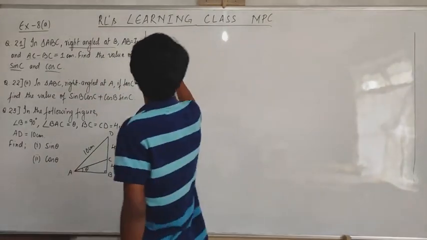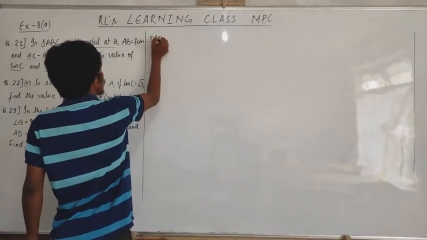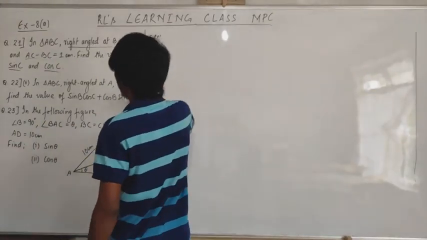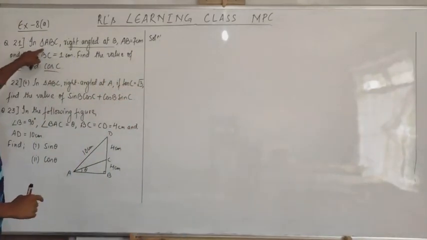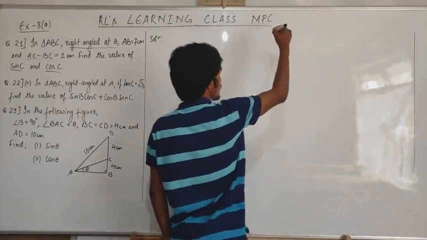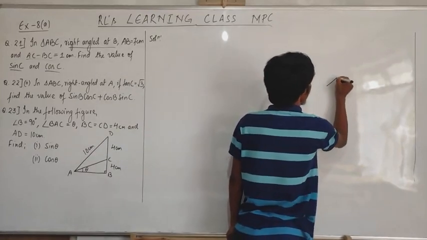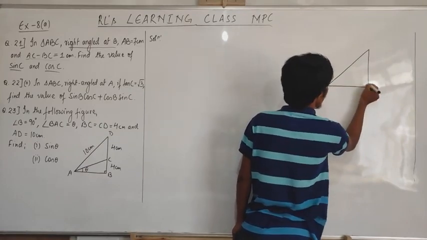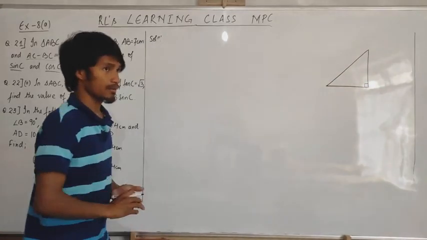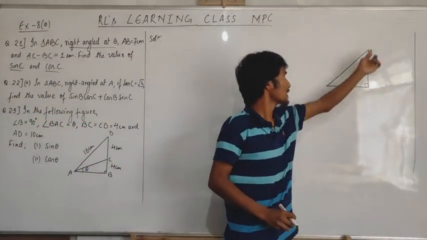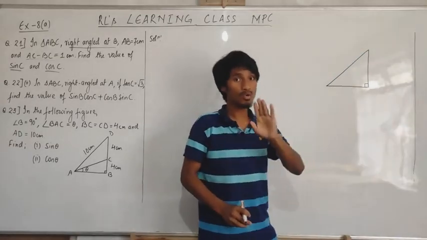Okay, now let's start this question 21. Solution. What is given? In triangle ABC, right angle at B. Let me draw that figure first. I'll draw this triangle. Triangle ABC: I can put A, B, C here, or I can put A here. But do check the question.